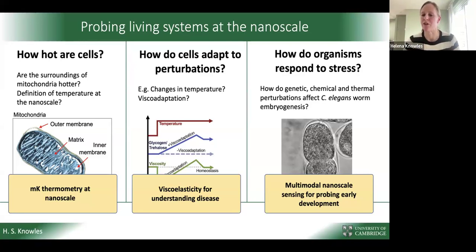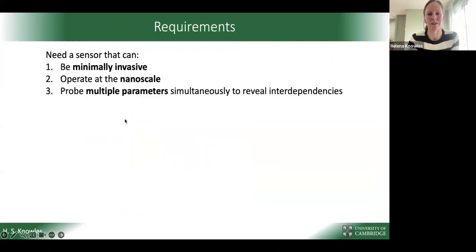And as I mentioned, measuring multiple parameters at the same time to really understand early development of slightly more complex organisms. All right, so what do we need? We need a sensor that's minimally invasive, can operate at the nanometer scale, and ideally can probe multiple parameters at the same time to reveal these complex interdependencies that occur in biological systems.